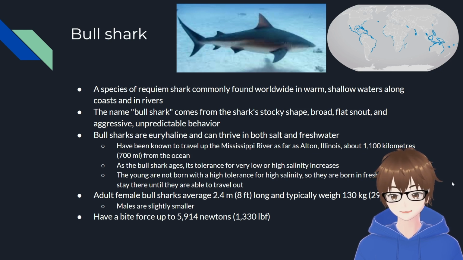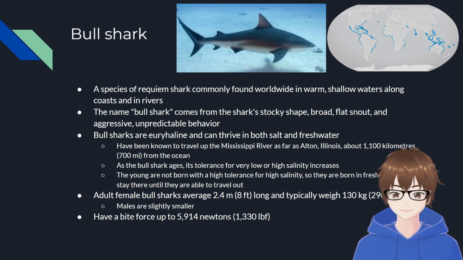Then the other shark species that can also be in fresh water are bull sharks. A bull shark is a species of requiem shark commonly found worldwide in warm, shallow waters along the coasts and in rivers. The name bull shark comes from the shark's stocky shape, broad, flat snout, and aggressive and unpredictable behavior. So, bull sharks are euryhaline and can thrive in both salt and fresh water, like we said before. They have been known to travel up the Mississippi River up to Alton, Illinois, around 1,100 kilometers or 700 miles from the ocean.